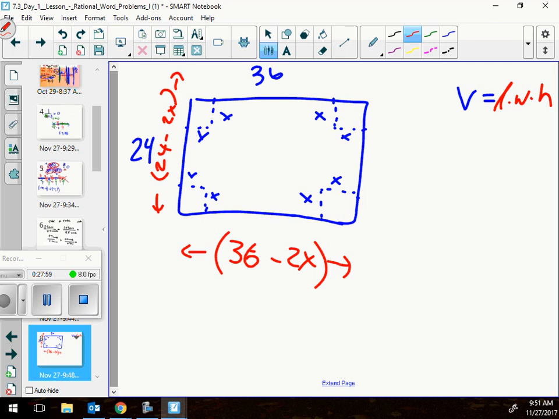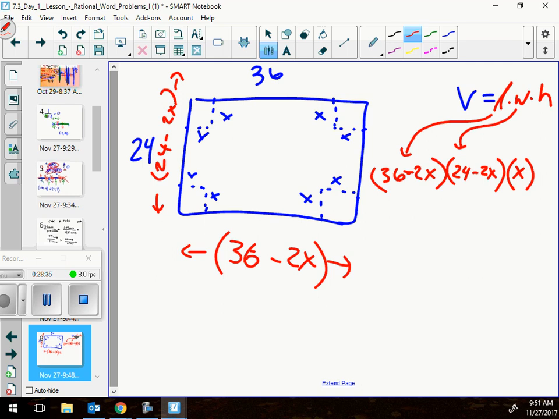And this time I want length, except I'm not going to say length. Okay, so steps in the process. First, I drew and labeled a picture. Second, I wrote the original form of the formula out. Third, I take the stuff from the picture and I put it into the formula. Length isn't length anymore. Length is the longer of the two, which is 36 minus 2x. The width is 24 minus 2x. And the height is x.